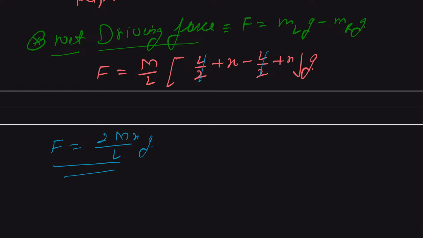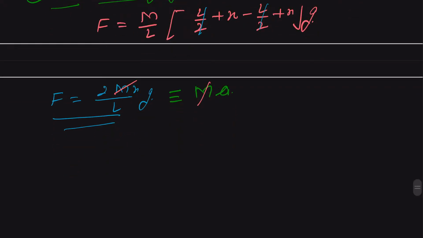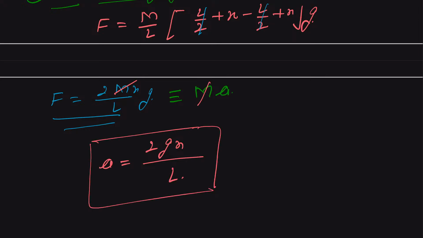And we know that the total mass is m, and from here we can find out our acceleration. So we can simply equate it to mass into acceleration, and mass and mass cancel out, therefore we get our acceleration a equal to 2gx upon L. So this is the acceleration.